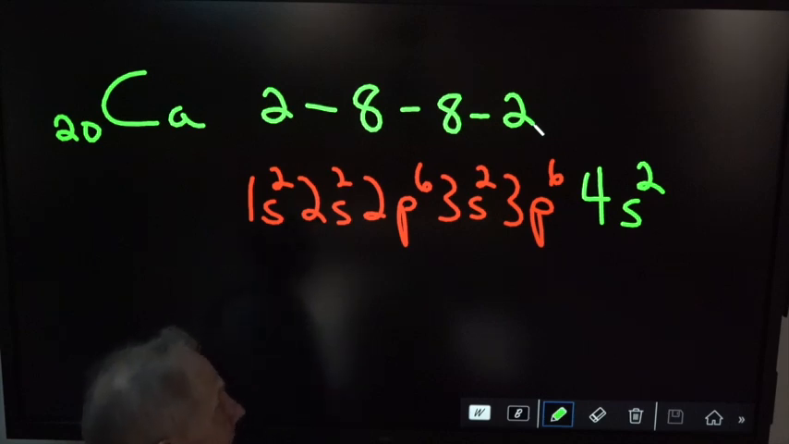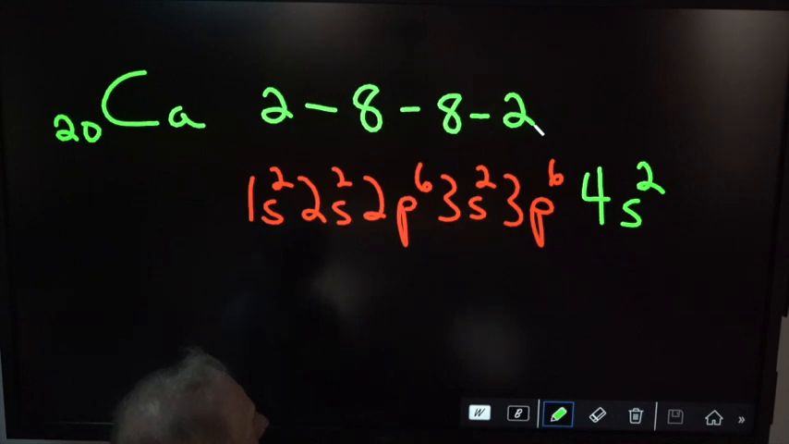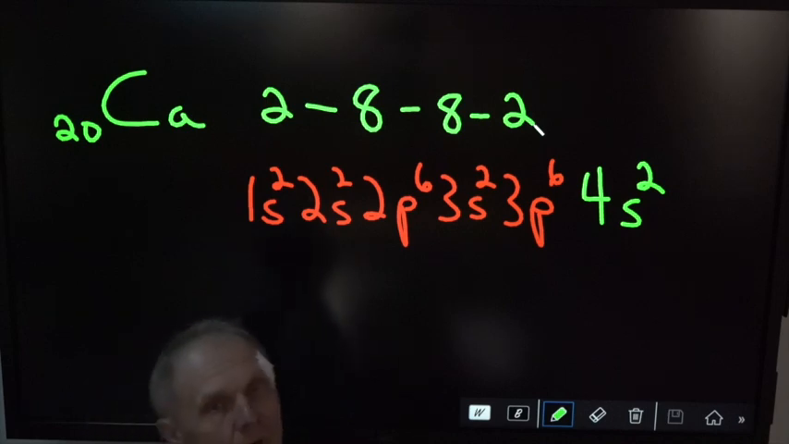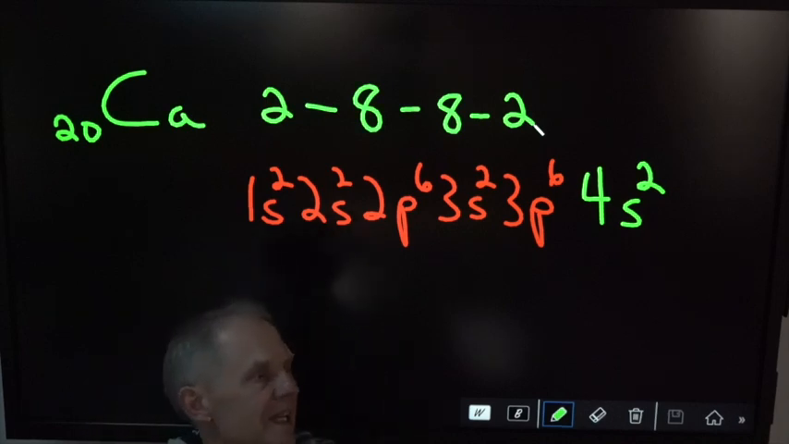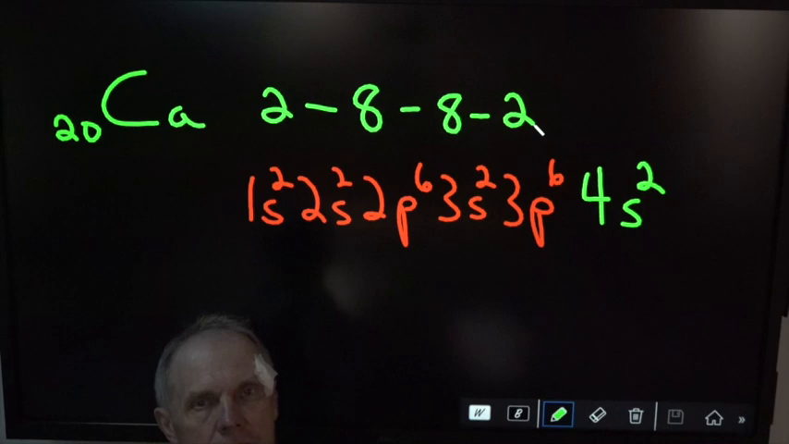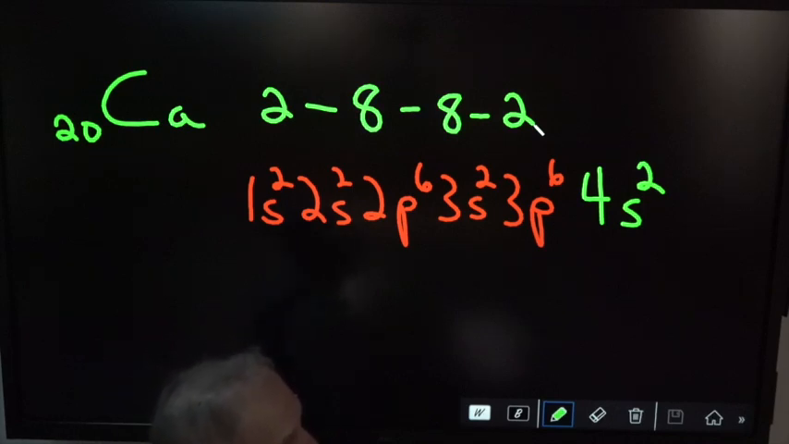Okay? Now, this is what it looks like. I know it looks a little tough, a little crazy, but that's how it works. If you have 8 in the outside shell, you got to jump to the next shell. Okay? Let's do another one.